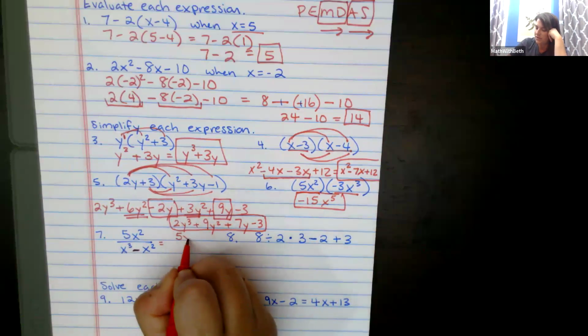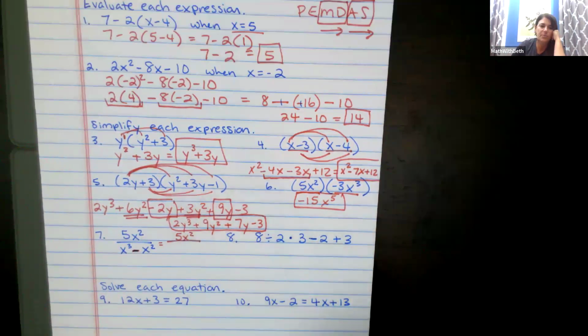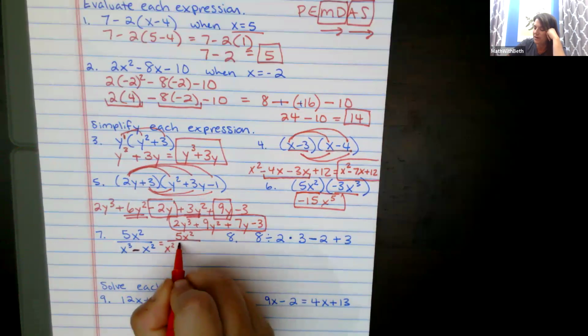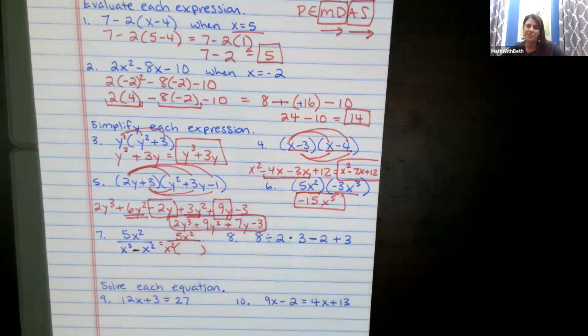So up top, there's nothing you can do to a 5x squared. That's very simple. You can't factor that. You can't do anything with that. But on the bottom, there are two different terms that both have an x squared. So that means I can factor out an x squared.